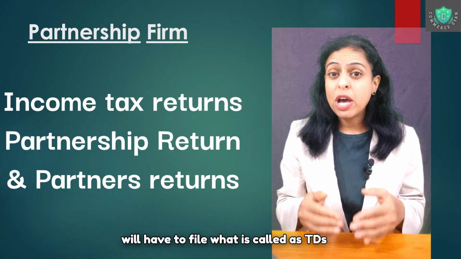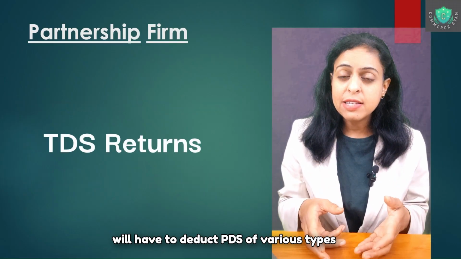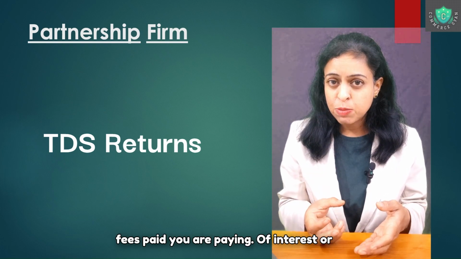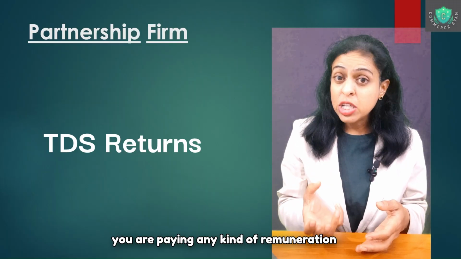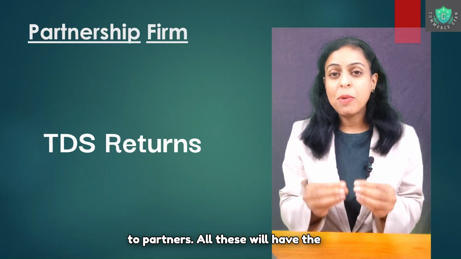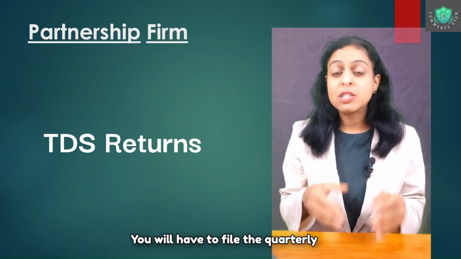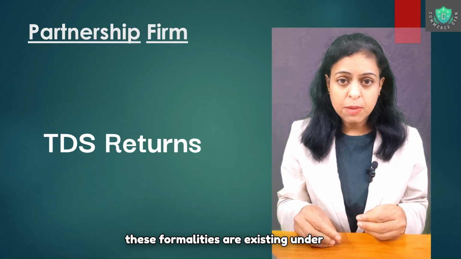Plus, you will have to file what is called TDS, tax deduction at source returns. You will have to deduct TDS of various types like professional fees paid, contractual fees paid. You are paying some interest, or you are paying any kind of remuneration to partners. All these will have the formalities of tax deduction at source. You will have to file the quarterly returns for it, issue Form 16, 16As. So all these formalities are existing under income tax.